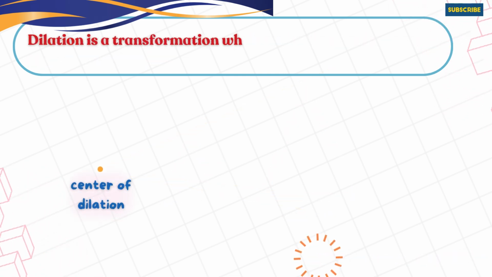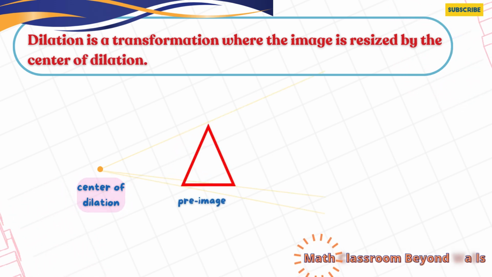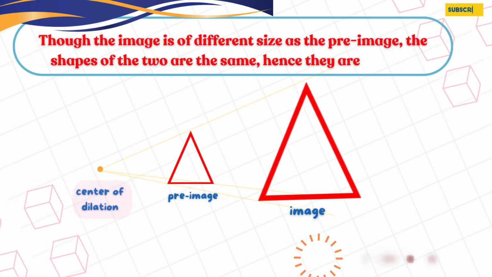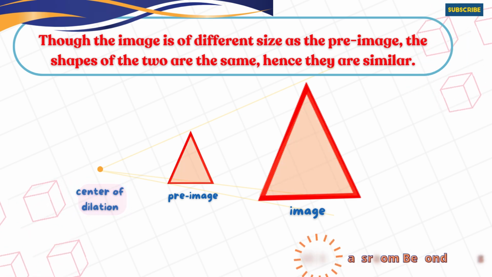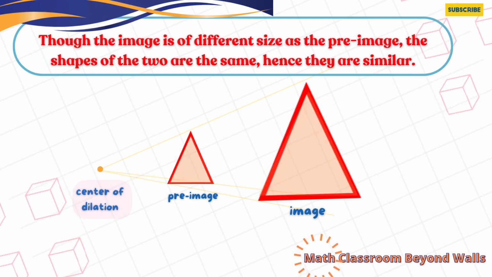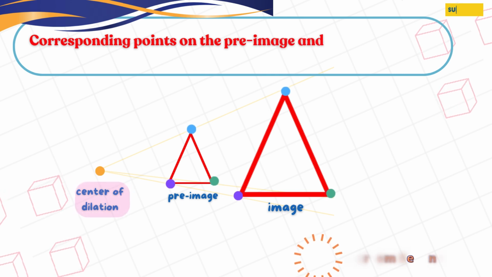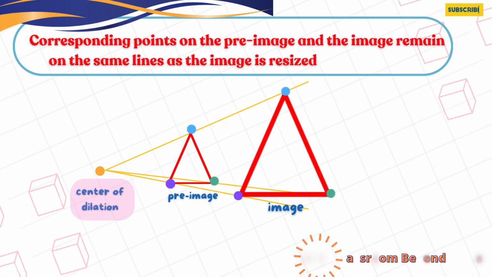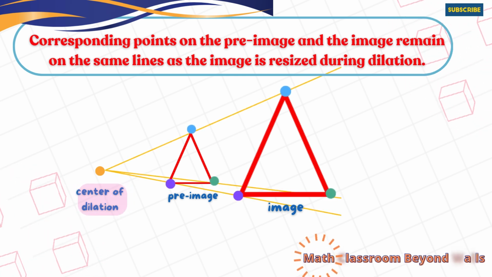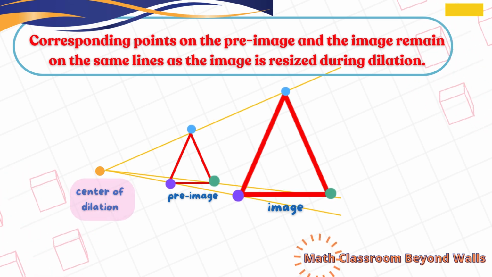Hence, dilation is a transformation where the image is resized by the center of dilation. Though the image is of different size as the pre-image, the shapes of the two are the same. Hence, they are similar. It must be noted too that corresponding points on the pre-image and the image remain on the same lines as the image is resized during dilation. This is a property of dilation.